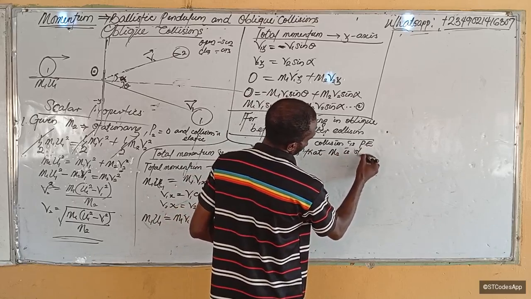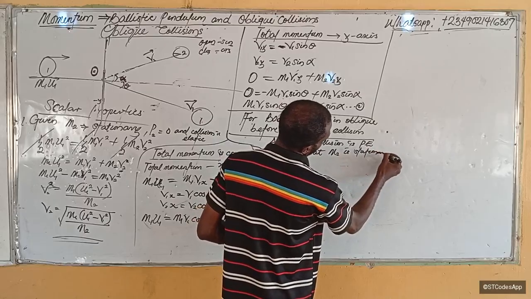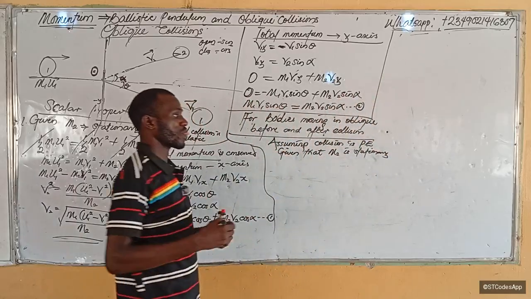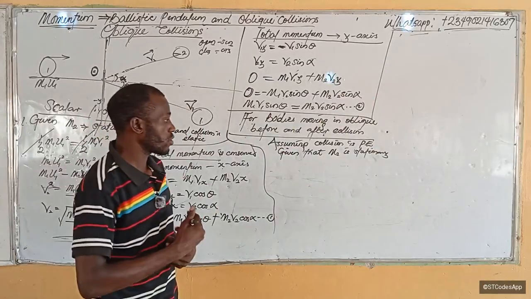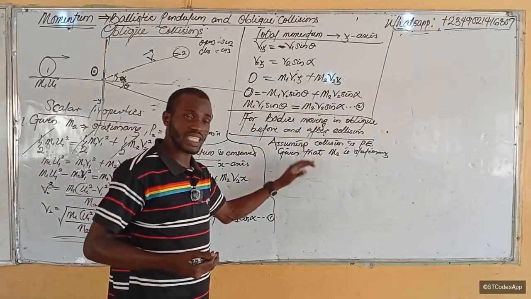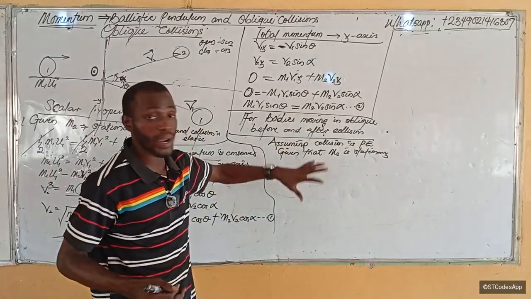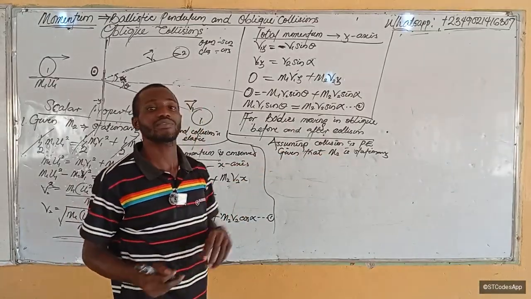M2 is stationary. Now, what you do for me is this. You see that my WhatsApp number? You will generate an expression for both expressions for when body 2 is also moving.